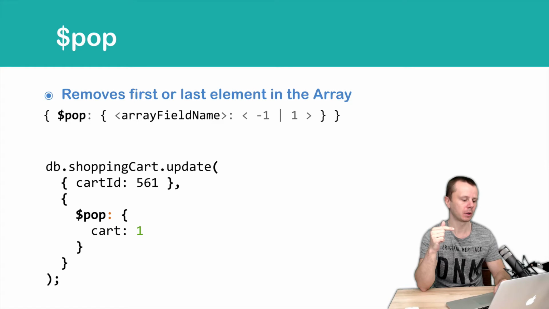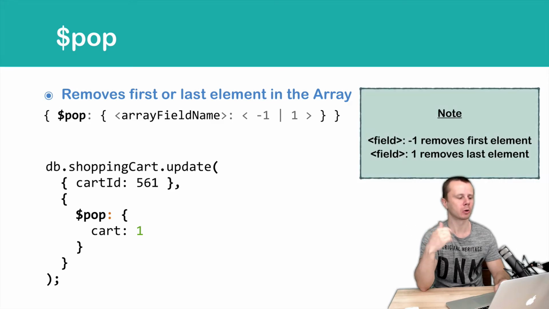In the first example, we just use pop cart 1. This syntax means that last element in the cart array will be popped or deleted. So all what you need to remember about pop operator is that minus 1 as a value will remove first element in the array, and 1 will remove last element in the array. Usually, intent of this pop operation is to delete last element in the array.